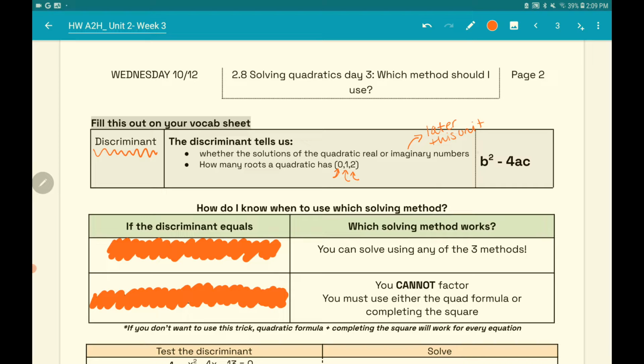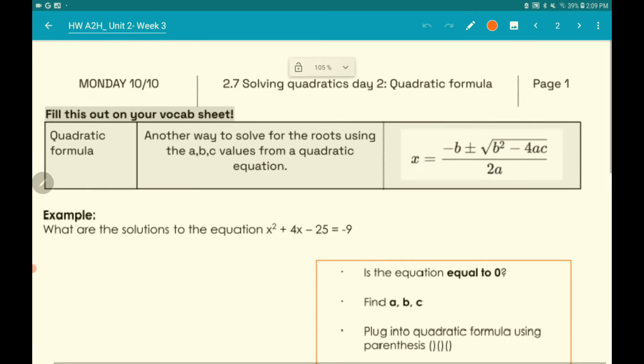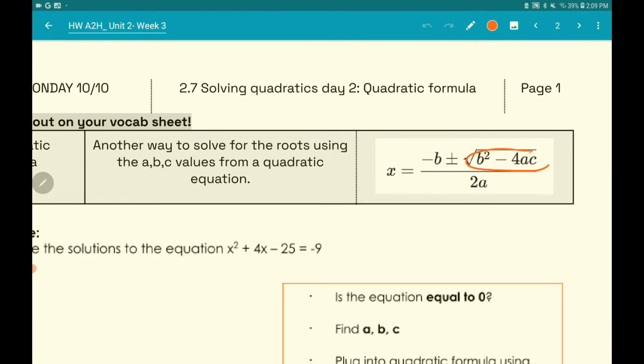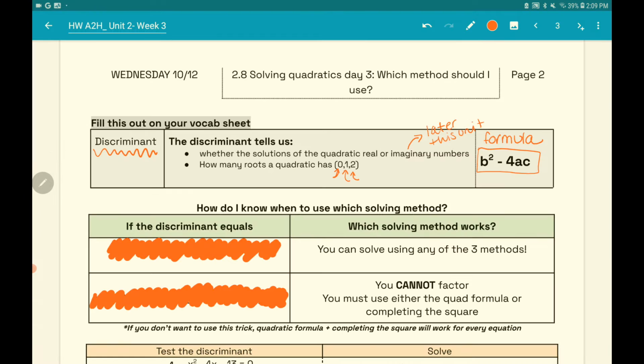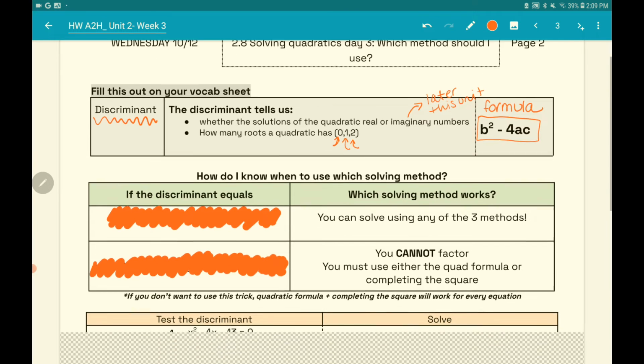So notice the formula is b squared minus 4ac. And it is the same formula that comes from the underneath part of our quadratic formula. So check it out. Here's our quadratic formula. Here's the b squared minus 4ac. So this is going to help us determine which method you can use.